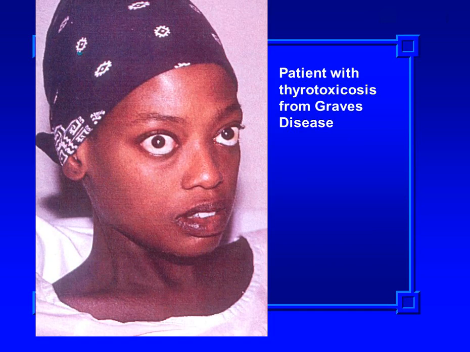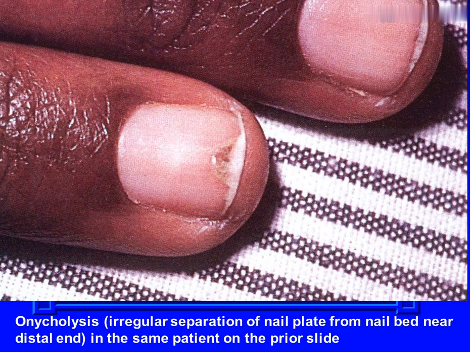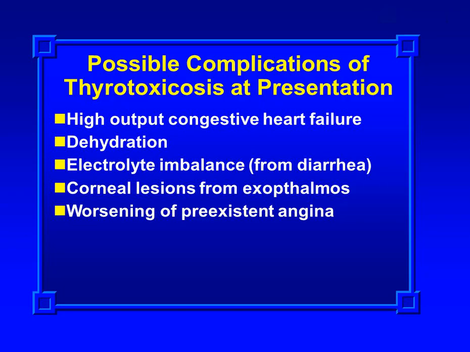Patient with thyrotoxicosis from Graves' disease. Onycholysis, irregular separation of nail plate from nail bed near distal end, in the same patient on the prior slide. Possible complications of thyrotoxicosis at presentation.